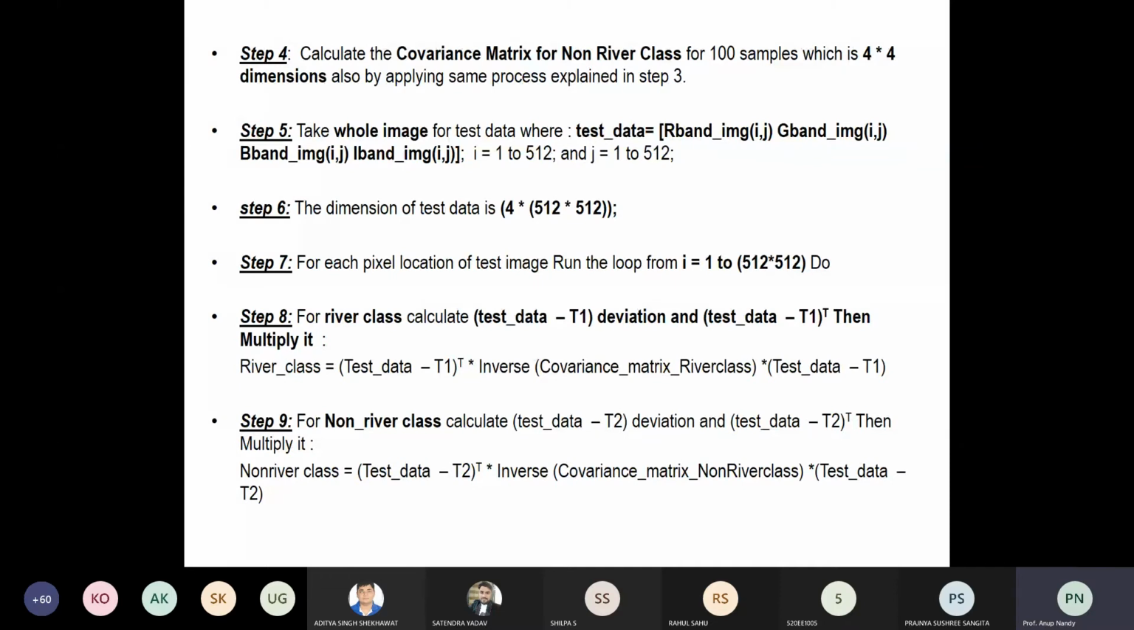Now here also you have test data minus T1 into the inverse of the covariance matrix for the river class, and test data minus T1. So this is for the river class. Now for the non-river class, you have to calculate the same things. You need to know how much deviation there is of test data minus T1, and test data minus T transpose. Then multiply it. So now for the river class and for the non-river class, you have computed.